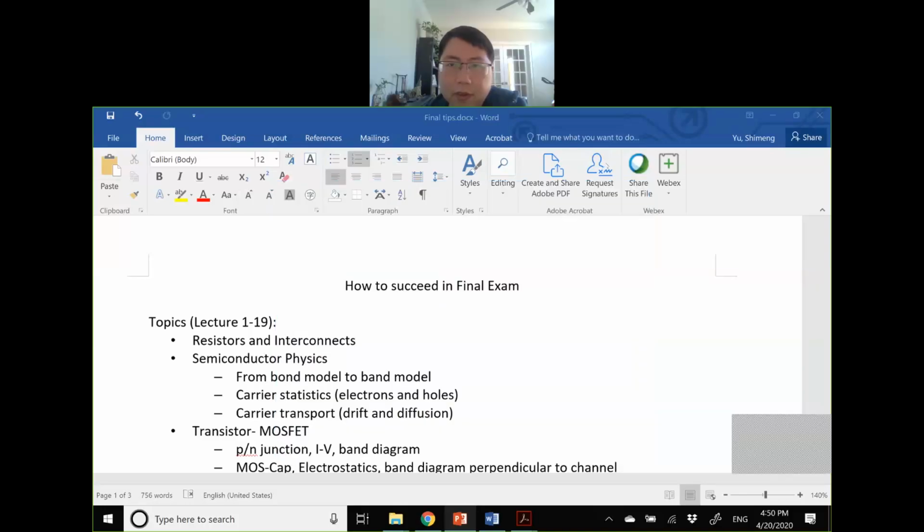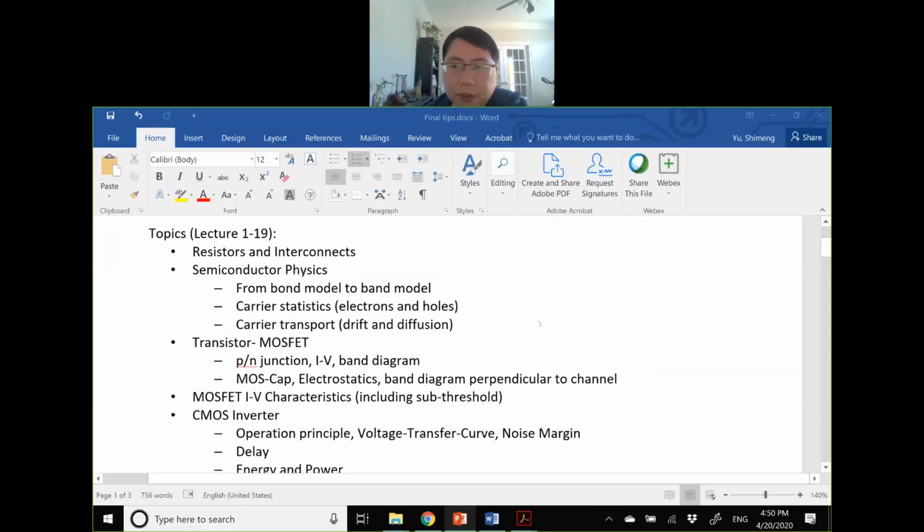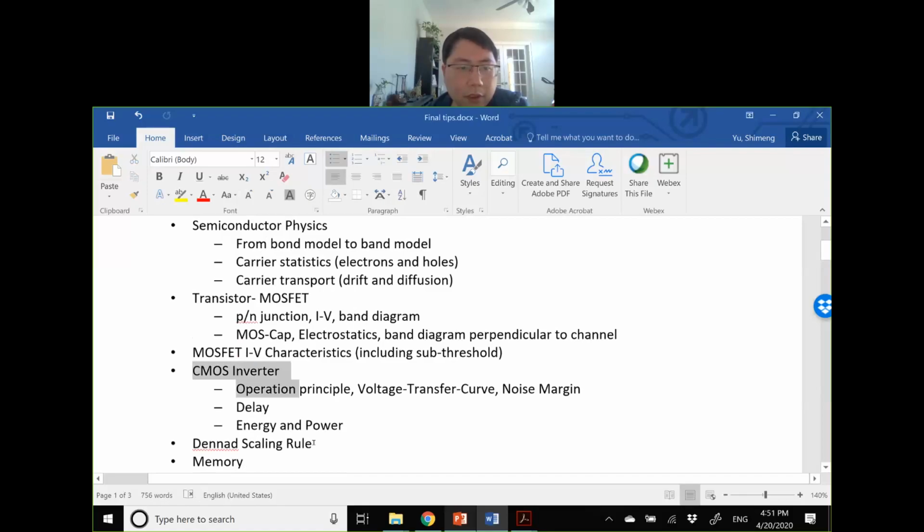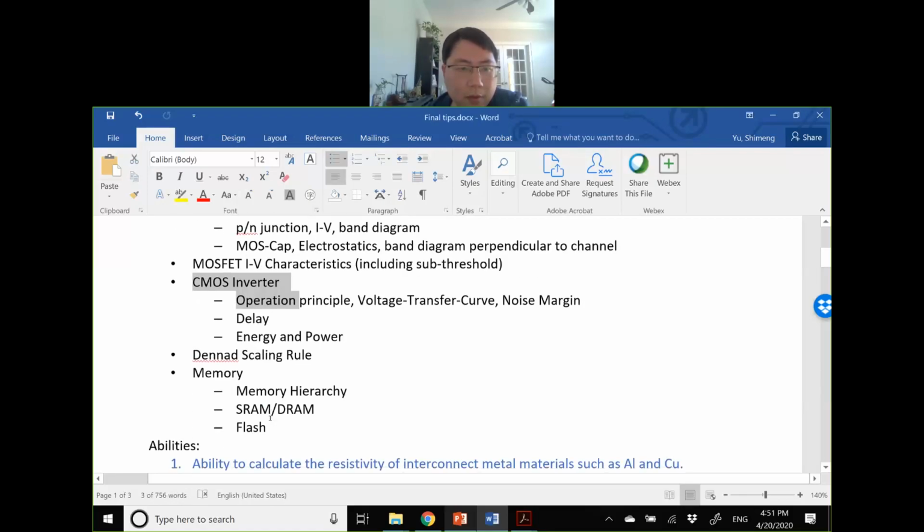Okay, so the final exam will be cumulative, and it will cover the materials from lecture 1 to lecture 19. The first midterm covered the resistor interconnect to the semiconductor physics, and the second midterm covers material from the transistor to the CMOS inverter. And then the materials after the second midterm will be the standard scaling rule and the memory technologies.